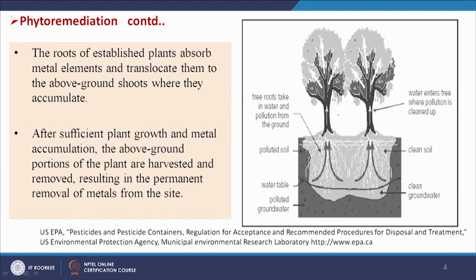The roots of established plants absorb metal elements and translocate them to the above ground shoots where they accumulate, maybe shoots or maybe leaves. After sufficient plant growth and metal accumulation, the above ground portions of the plant are harvested and removed, resulting in the permanent removal of the metals from the site. From the site the metal is coming, but where is it going? It is going to the biomass. So, we have to handle this biomass with more precaution.